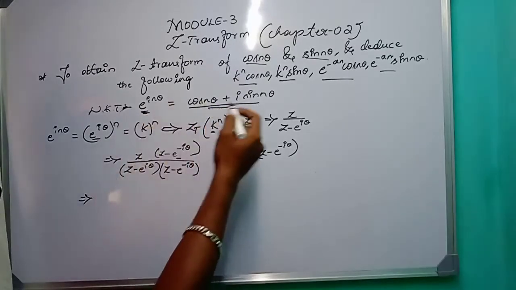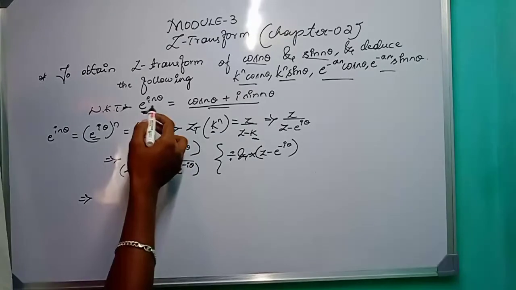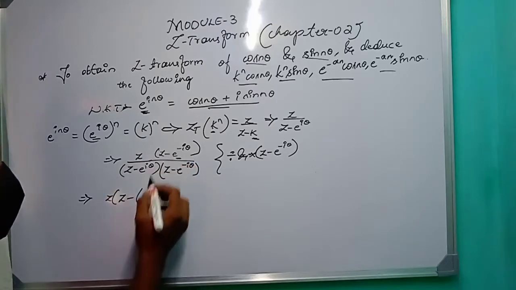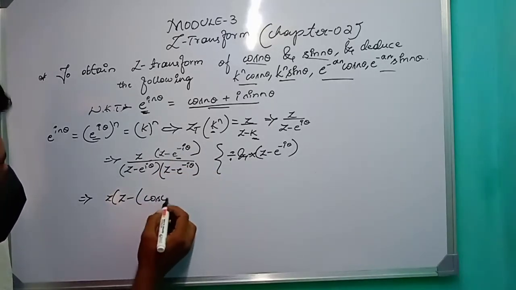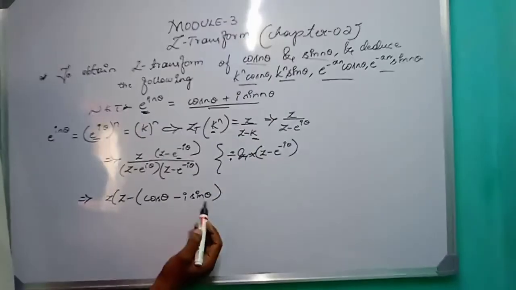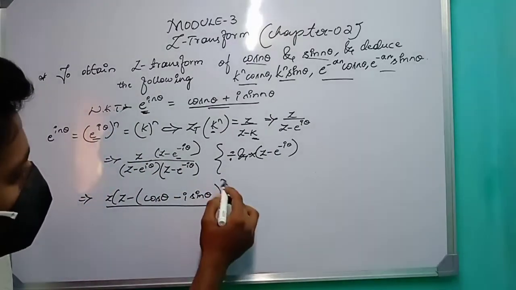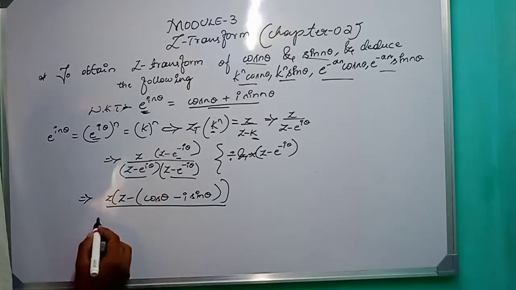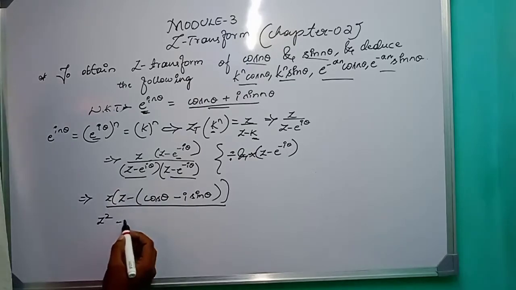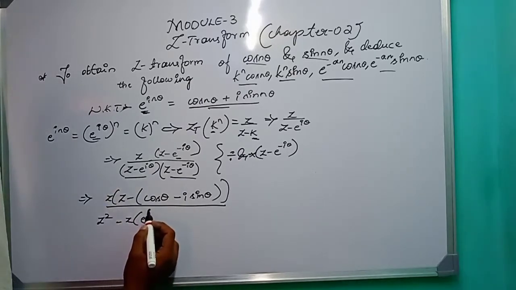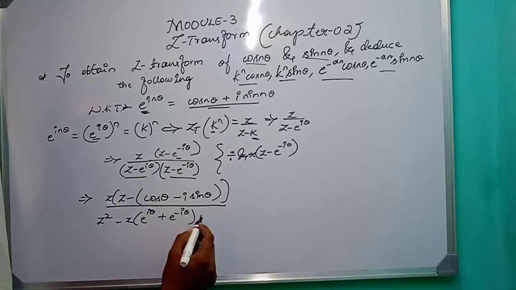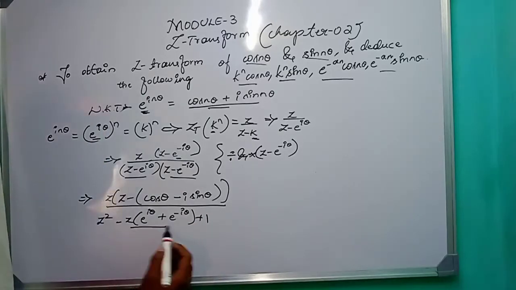Here we know e^(inθ) is cos nθ plus i sin nθ. Here n is nothing but 1, so e^(-iθ) is nothing but cos θ minus i sin θ. There is no n because the value of n is 1. It is all divided by the product of the two denominators. When we multiply, z squared, and z into this is minus z into e^(iθ) plus e^(-iθ), plus 1. Let me tell you why.